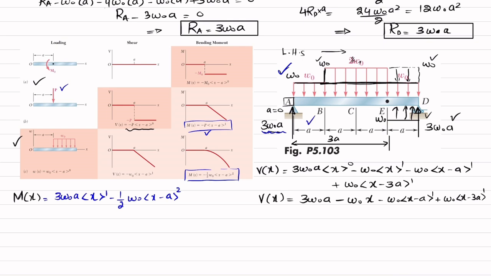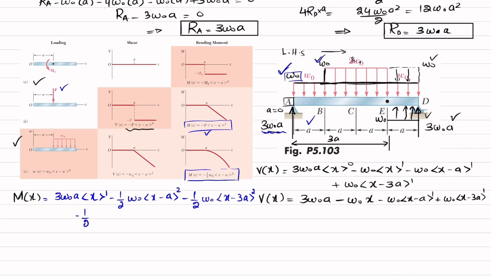The third load is this W naught for the length of 3a. So I will write minus 1 over 2, let me correct it, minus 1 over 2 into W naught into x minus 3a power 2. We have left this one, okay, because for a here it is equal to 0.